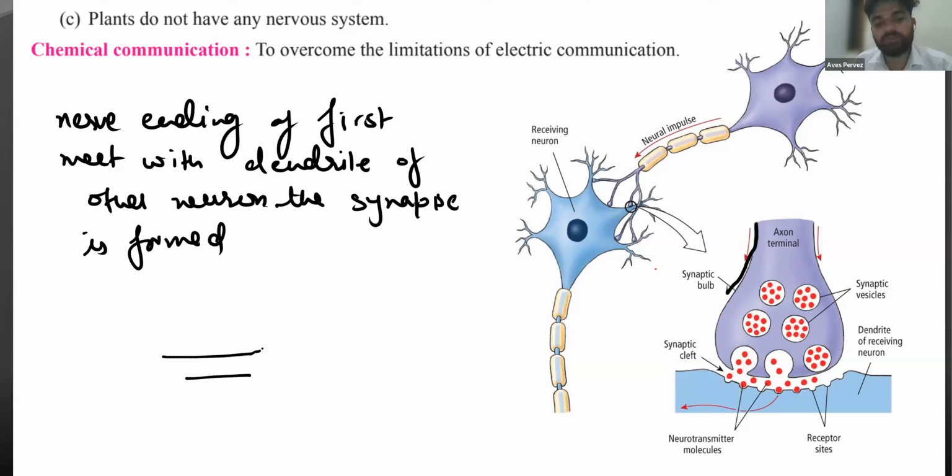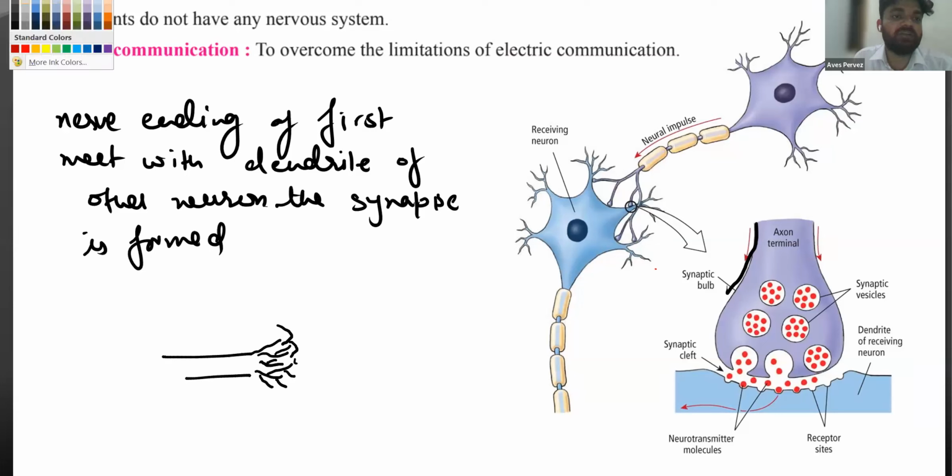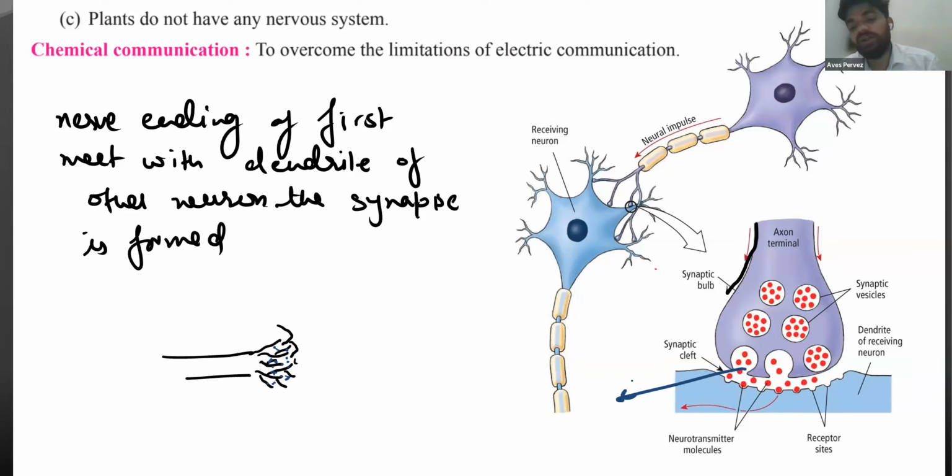If I'm drawing here, these are the dendroids. And this is the synaptic terminus, and this one is the dendroids of the other neuron. So they are meeting together, and they have a fluid in between them. That is a chemical, and it is called neurotransmitter. You see that this is the neurotransmitter molecule.